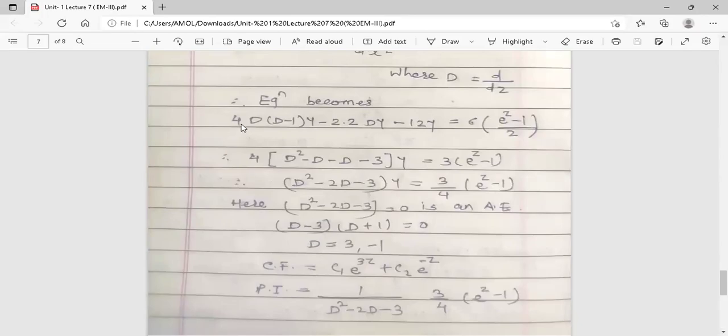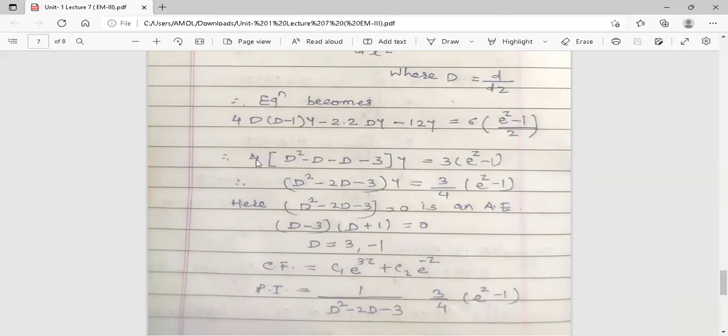Now in the LHS, every term contains a multiple of 4, so we can take 4 common. Also y is common, so take it common. So 4 common, and the remaining terms are D square minus D, and the middle term minus 2D. Minus 12, 4 threes are 12, 4 is common, so the remaining term is 3. Bracket complete, into y is equal to 3 into (e raised to z minus 1).